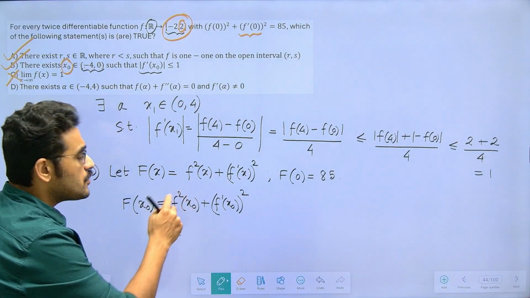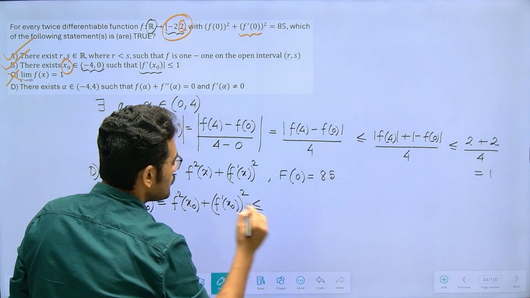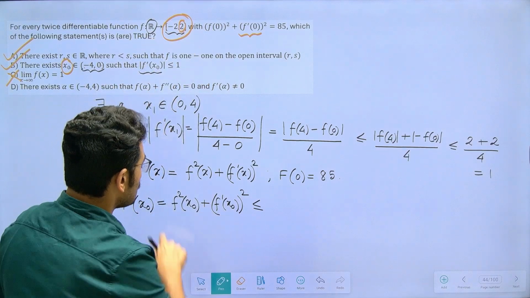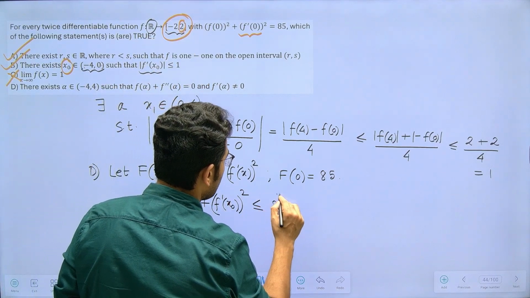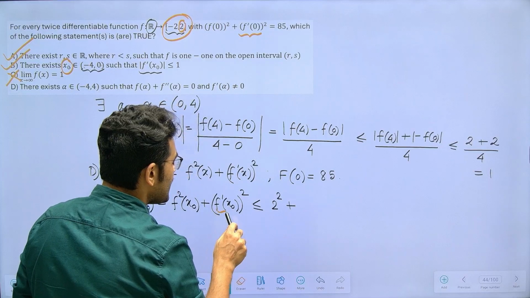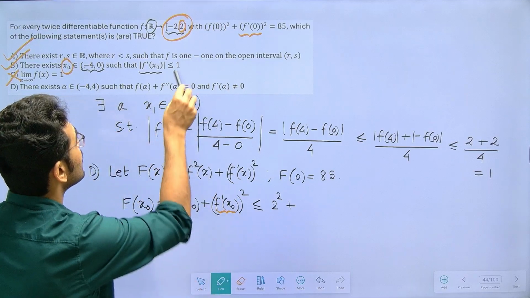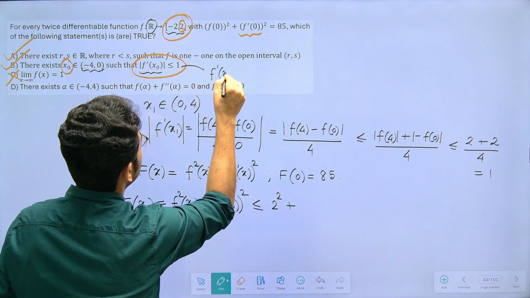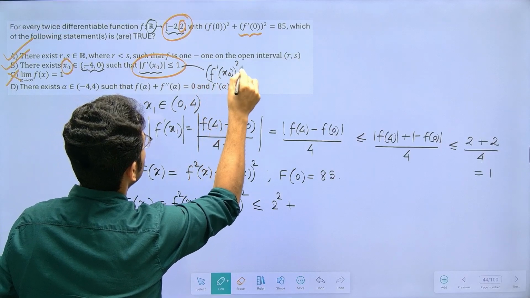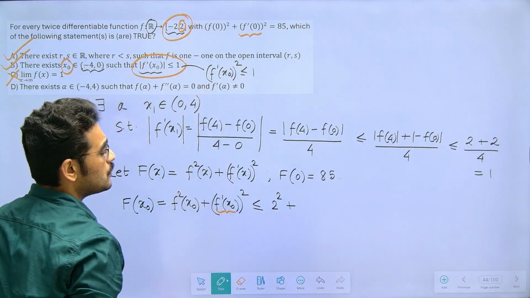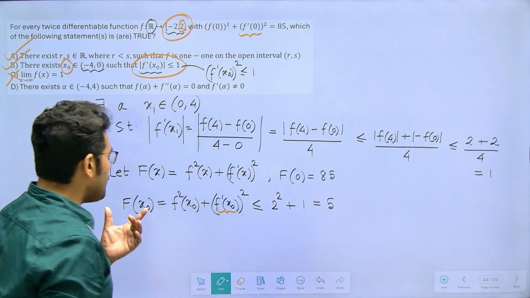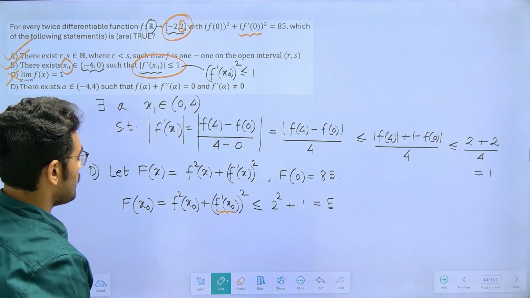So f square x0, what is the maximum value? The maximum value of fx0 is 2, so this one has maximum value 2 square, and f dash x0, what is its maximum value? Mod f dash x0 is less than or equal to 1. If we square both sides, you will get f dash x0 square is less than or equal to 1. Just squaring both sides, so it will be 1. So it is equal to 5. So capital F x0 is less than or equal to 5.